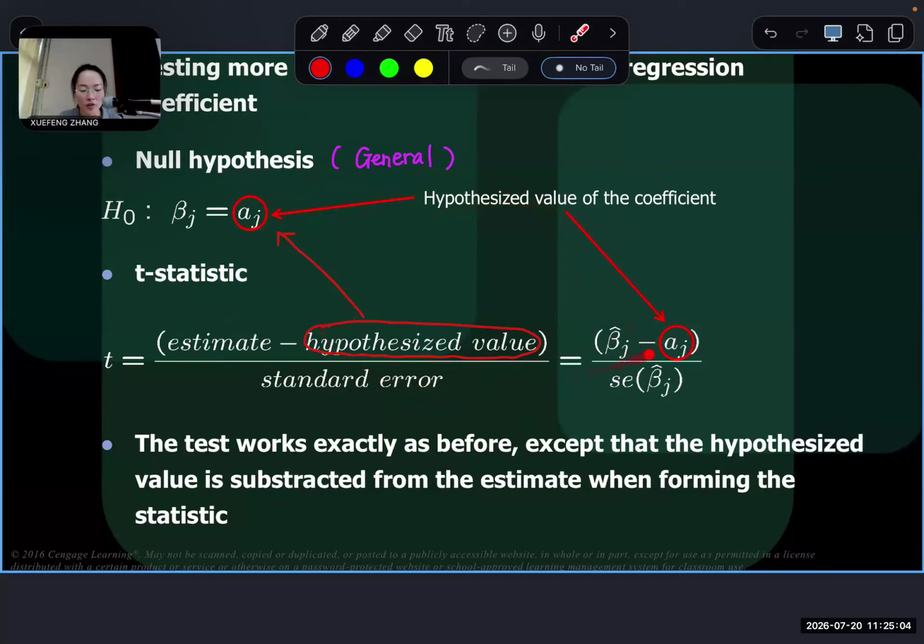This is our general null hypothesis. This is more flexible. Now we can test any specific claim about beta j, not only no effect. No effect, which means it equals 0, right?